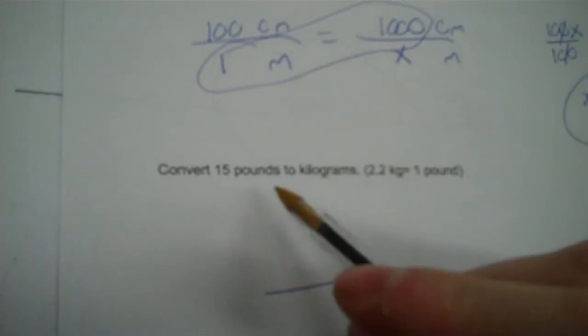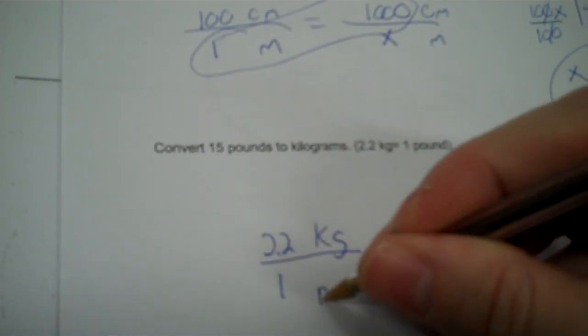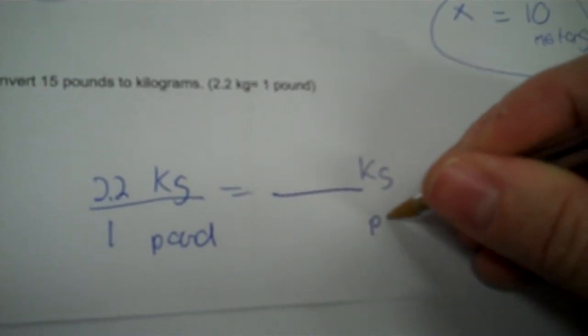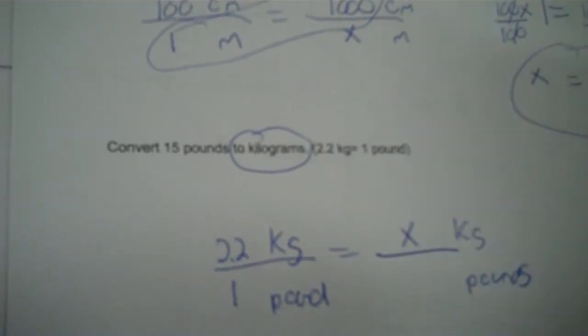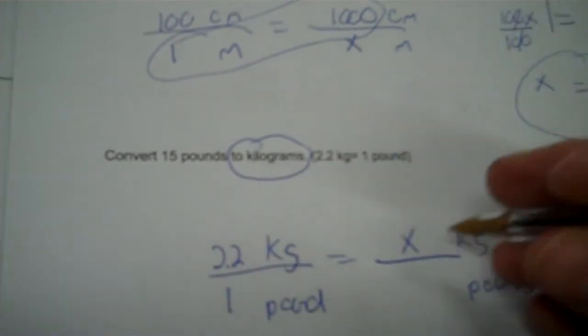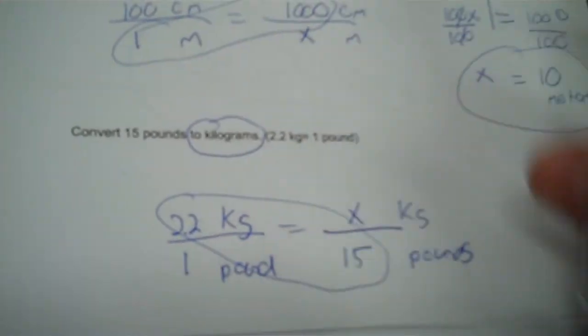Okay, convert 15 pounds to kilograms. There's 2.2 kilograms to 1 pound. Okay, so the same thing, kg, pounds. So to kilograms, so I don't have the kilograms. That's X. And how many pounds do I have? I have 15. I'm figuring out how many kilograms are in 15 pounds. Okay, so first I'm going to be taking 2.2 times 15. 33.